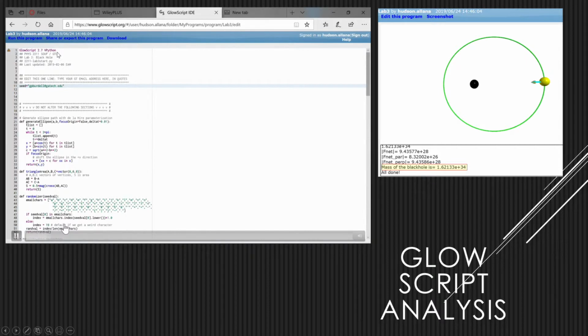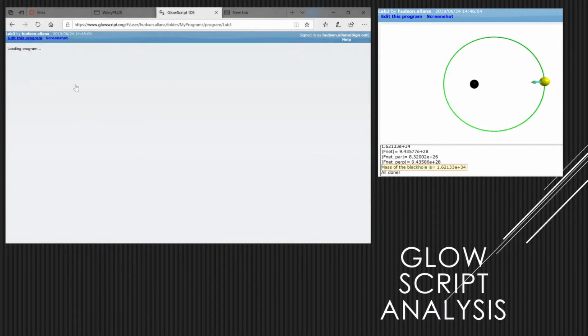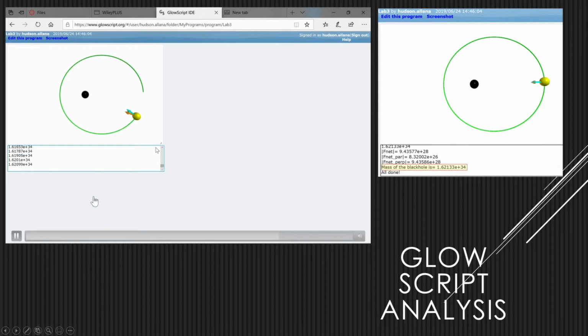In this lab, GlowScript computed the FNet parallel and the FNet perpendicular, all their magnitudes, and resulted with the mass of the black hole, which in my case was 1.62133e34. And the video shows this on the left, where you can see the forces moving with the arrows, and the star moving around the black hole, which is the black figure in the middle of the screen.